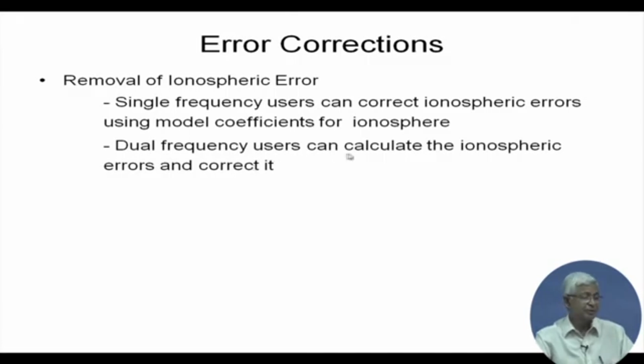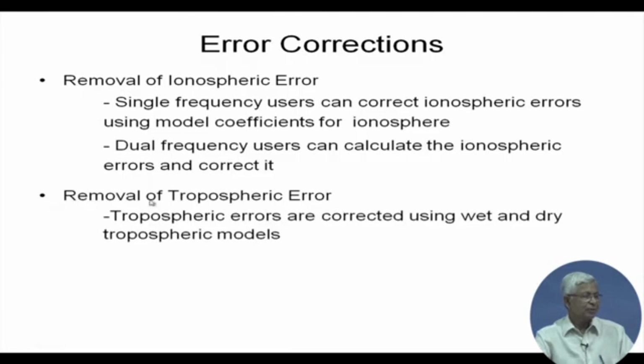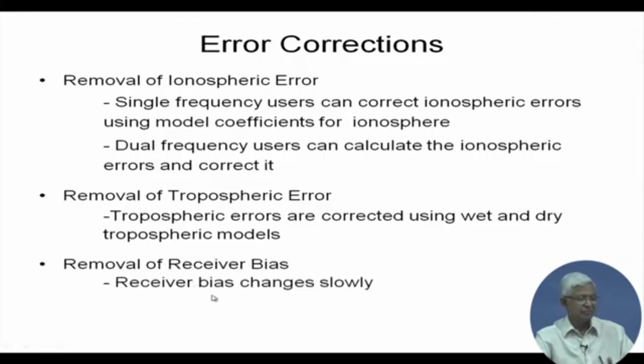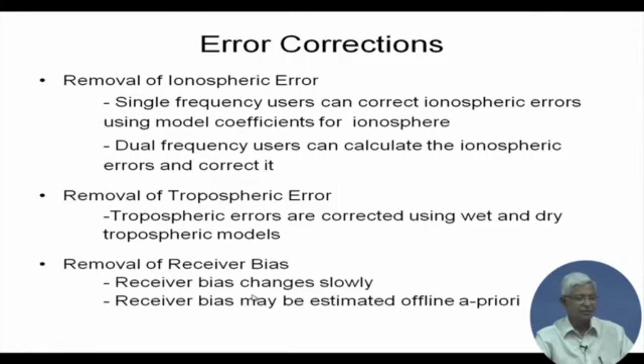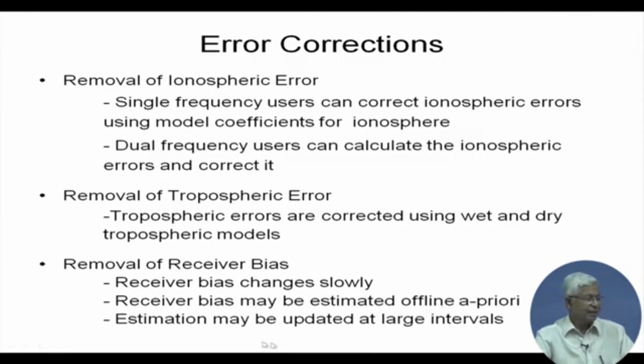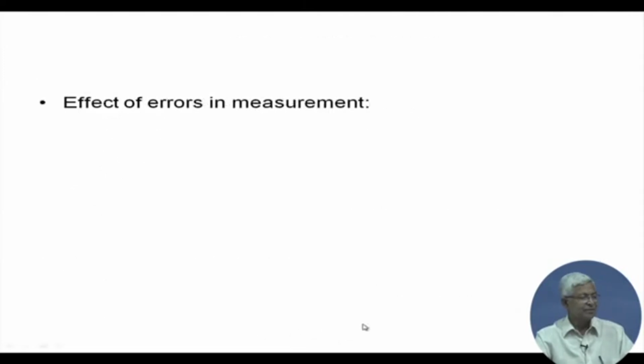So, dual frequency users can calculate the ionospheric error and correct it, because both the frequencies will have some similar type of error that is coming in. Tropospheric error can be corrected with a wet and dry tropospheric model, and receiver bias error changes very slowly, but it has to be corrected. It can be corrected by estimating a priori offline measurement of the receiver bias, and then at certain intervals you can correct it. Estimation may be updated at large intervals.